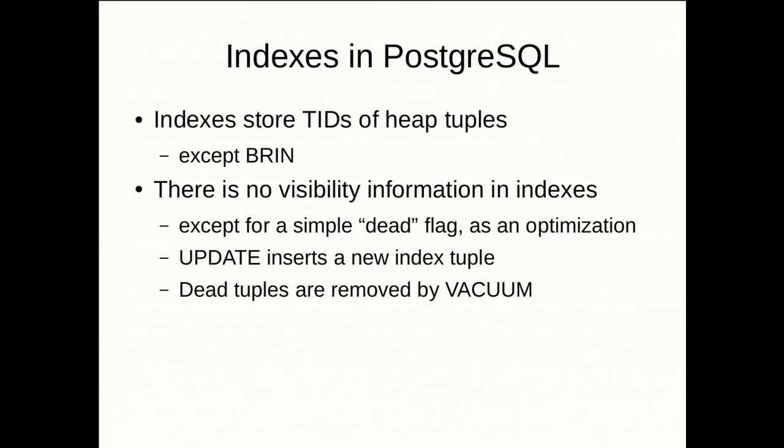Another characteristic of indexes in Postgres is that there is no operation to delete one tuple from an index. It's always a bulk operation that's done by vacuum. So when you vacuum, it actually scans through every index completely. And for each tuple in the index, it will ask, is this dead, is this dead, is this dead, and it will do that in bulk and collect all the dead tuples away from the index. So there is no retail delete-this-one-tuple operation at all in PostgreSQL.